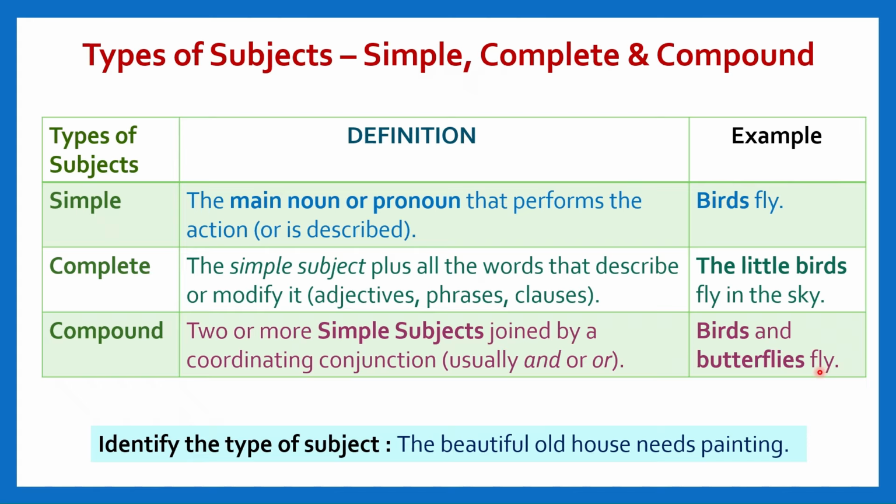And now, before we move on, take a look at the question below. The beautiful old house needs painting. Can you identify the type of subject here? Yes, the beautiful old house is the complete subject because it includes the noun house, that is the simple subject, and all the describing words, the beautiful old, before it.